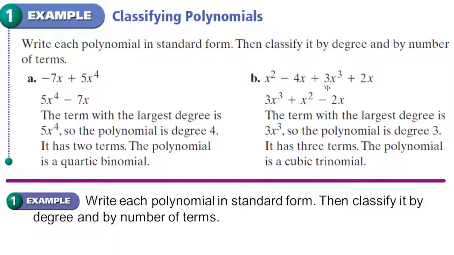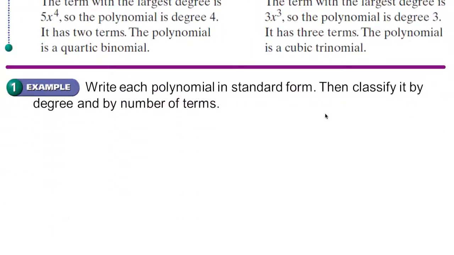B, we have 1, 2, 3, 4 terms, but we need to simplify them, so we may or may not have 4 terms at the end. X squared, negative 4x, plus 3x cubed, plus 2x. 3x cubed comes first, x squared comes second, and then you have negative 4x and positive 2x. So simplifying that by combining like terms gives you negative 2x, which is what we have here. So 3x cubed plus x squared minus 2x. So this is degree 3, and there are 3 terms. So this is a cubic trinomial.